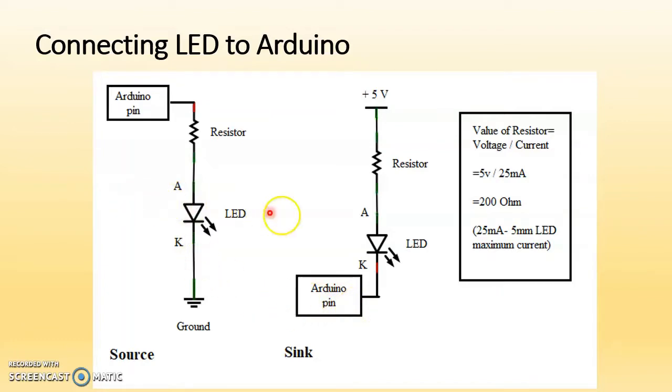We can use either of these methods for glowing an LED. We are talking about this 5 mm LED, which will take a voltage of 3.3 volt up to 5 volt, and the maximum current it can take is 25 milliampere. For that LED, generally this method is preferable to connect it to the Arduino pin.